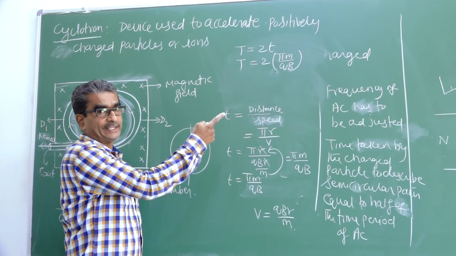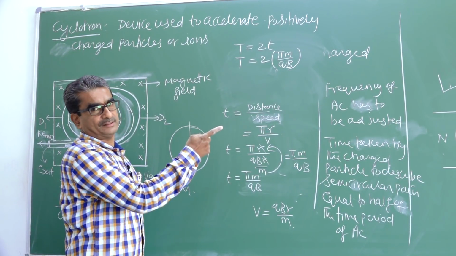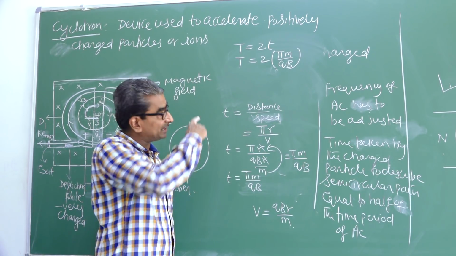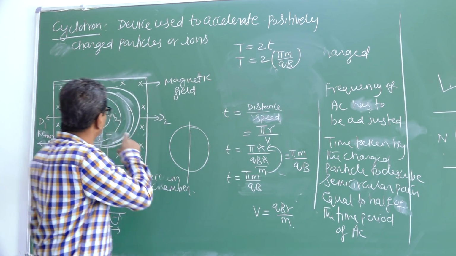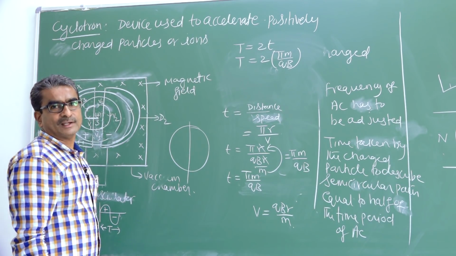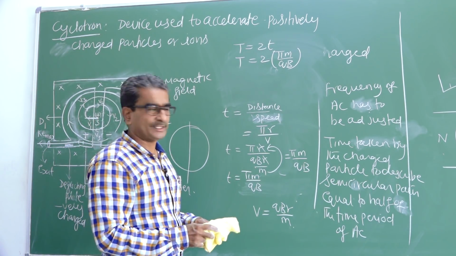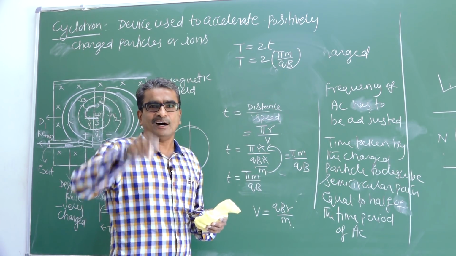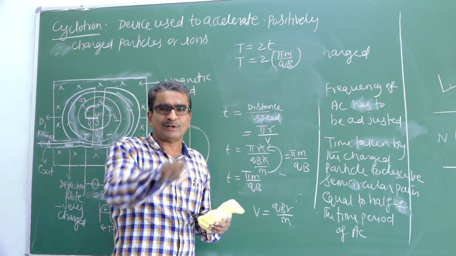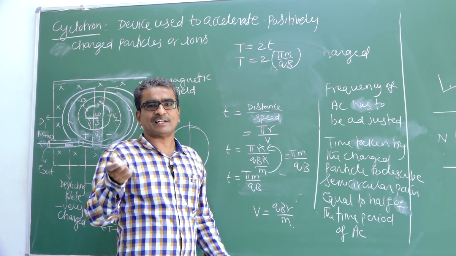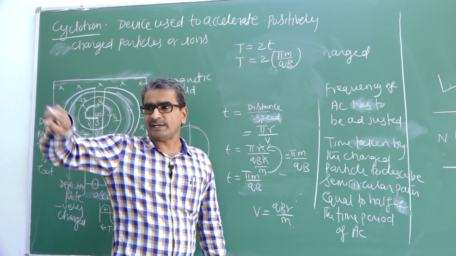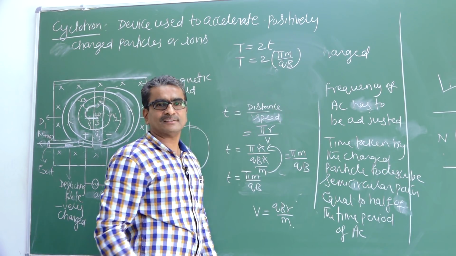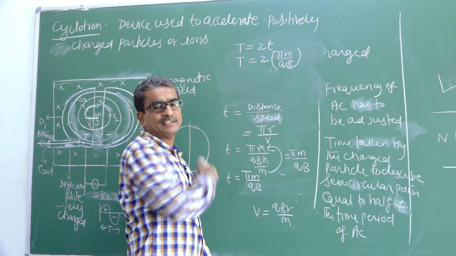Small t is the time for only half of the circular path. Now capital T is nothing but the time taken to describe one complete circular path. How do we define a period of anything? Period is the time taken to complete one oscillation, one vibration, or one rotation. If you consider oscillation, left to right and right to left is one oscillation, and the time period for that is capital T.